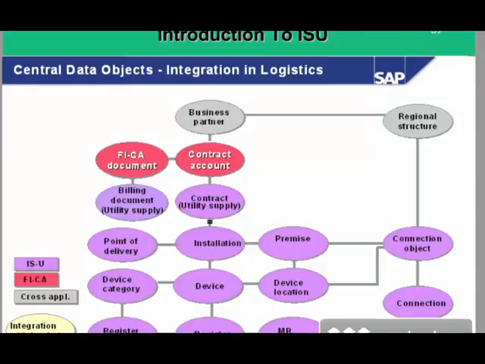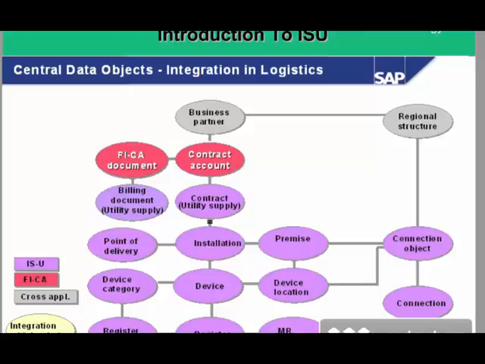These are the central data objects and their linking and integration with the logistics module. On top of it is the business partner. The business partner has a contract account. Contract account and installation are linked to the contract. Installation has a premise linked to the connection object. Installation and device are linked through premise and device location.